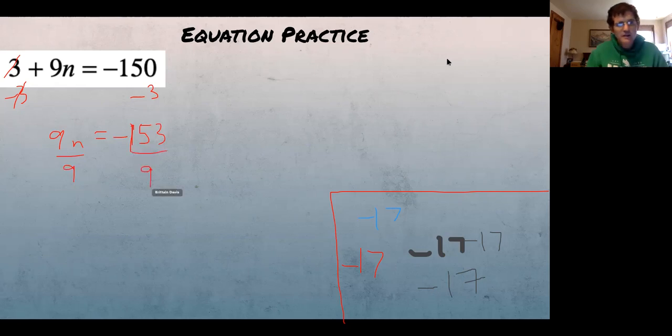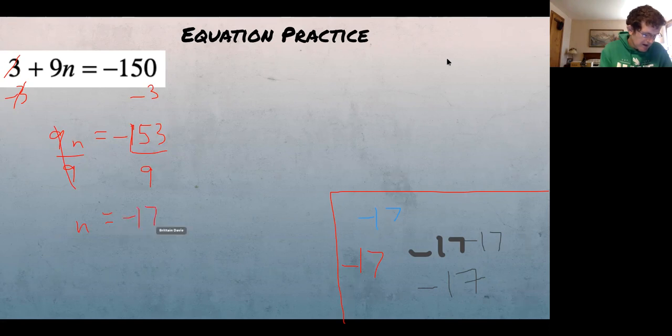If you have a calculator with you, then this is a very straightforward problem. -153 divided by 9 is going to end up being -17. And for most people, that's exactly how you should approach it. You've got a calculator, use it. If for some reason you don't have a calculator, I'll just show you a kind of a trick that you can do.